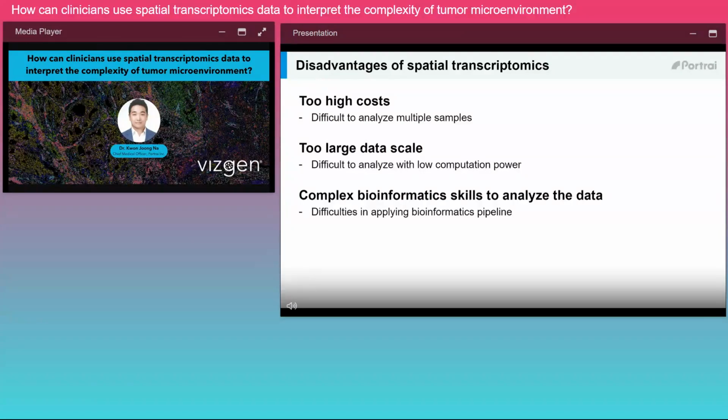Now, let's discuss some of the disadvantages of spatial transcriptomics. First, the cost is significantly high. This makes it difficult to analyze multiple samples, limiting the scalability of the research. Second, the data scale is often very large. Handling and analyzing such vast amounts of data requires substantial computational power, which can be a challenge with limited resources. Third, complex bioinformatics skills are required to analyze data. Applying the appropriate bioinformatics pipeline can be difficult, necessitating specialized expertise and often creating a barrier for many research teams.